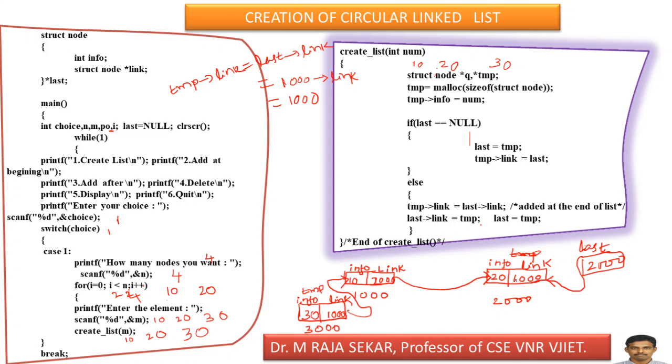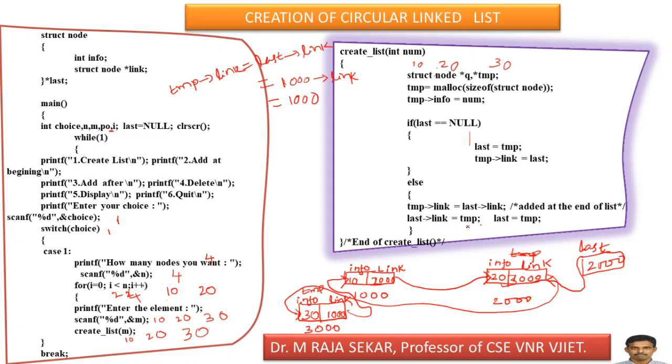Last means 2000, whose link equal to tmp means what? 3000. This 1000 will be 3000. Therefore, where will it point? It will point to a node whose address is 3000.